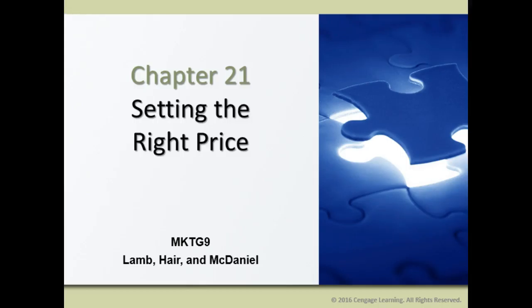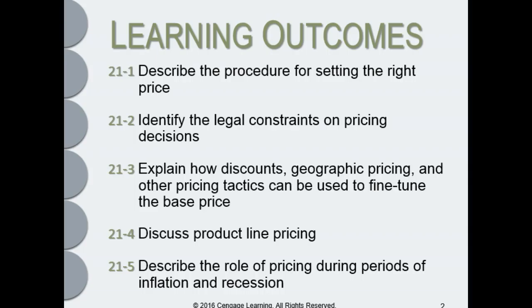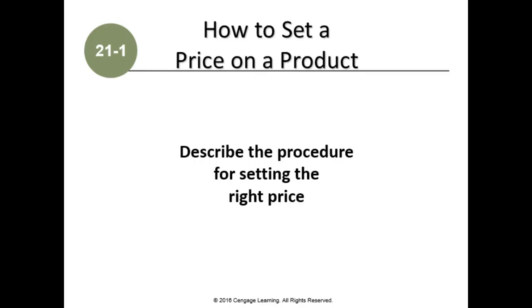Okay, chapter 21 is all about setting the right price. Be sure to look over your learning outcomes. There are only 5 for chapter 21, so be aware of them and be able to explain or answer what they're telling you to do. Okay, we're starting with 21.1, which is how to set a price on a product.